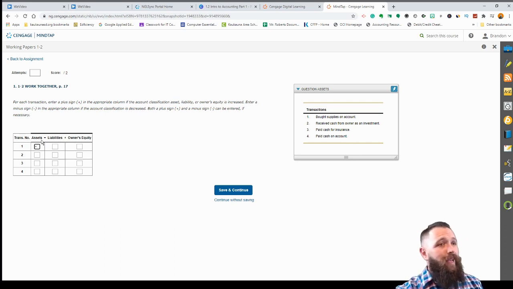The next thing that we have is on account. Anytime that we have on account, we know that it affects a liability. So what do we do here?